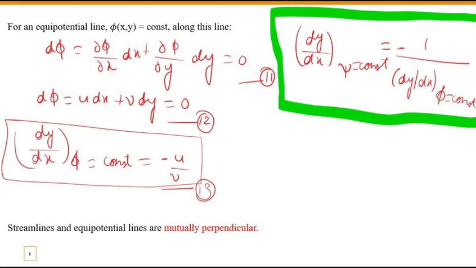Now what does this equation show? That is, dy by dx, psi is equal to constant, is equal to negative of 1 upon dy by dx, phi is equal to constant. It shows that the slope of a streamline where psi is equal to constant is the negative reciprocal of the slope of the equipotential line where phi is equal to constant. So hence we mathematically prove that streamlines and equipotential lines are mutually perpendicular.